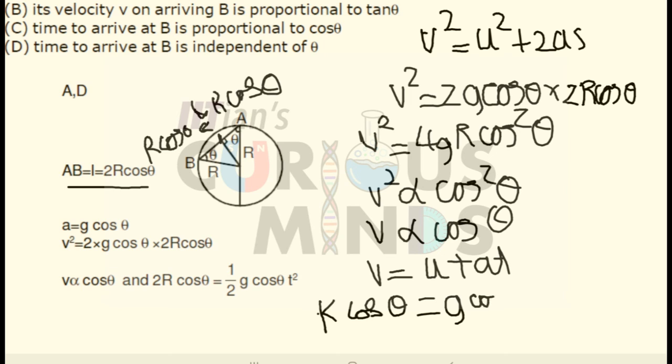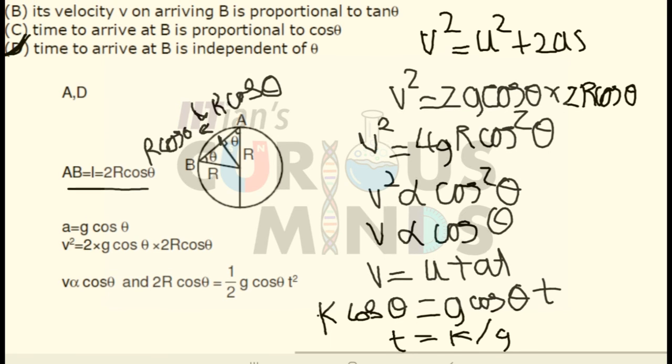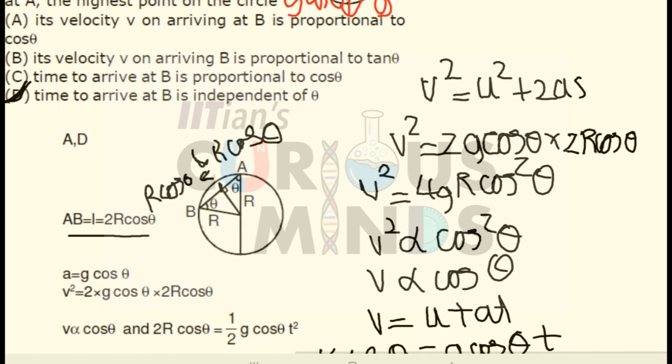If you see, there is no factor of cos theta over here. Since there is no factor of cos theta, the time to arrive at point B is independent of theta. The D option is correct, as well as the A option, that the velocity v on arriving at point B is proportional to cos theta.